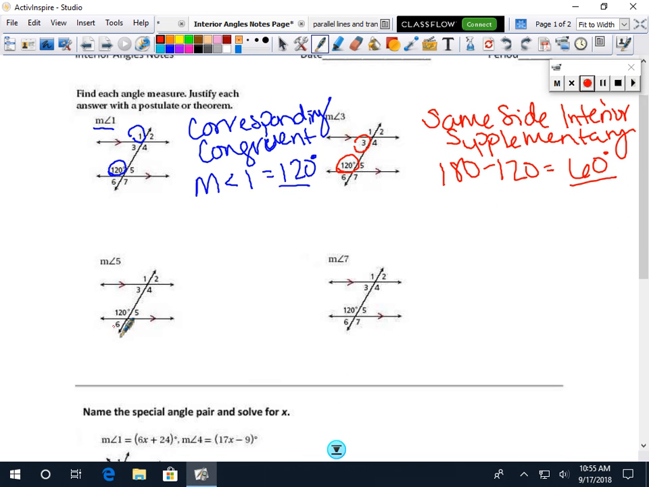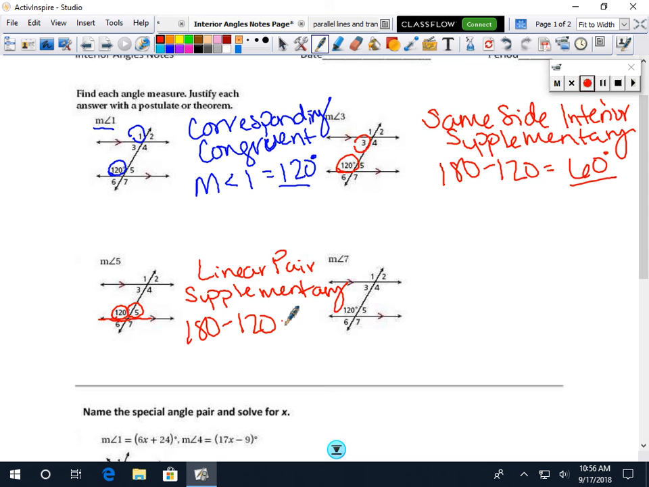Alright, taking a look at the next example here. Again, I have 120, and I'm looking for the measure of angle 5. These two are on the same line, so that makes these a linear pair. So this is the stuff we talked about a couple weeks ago. We know that linear pairs are supplementary. And we already found that when they're supplementary, 180 minus 120 would give me 60.